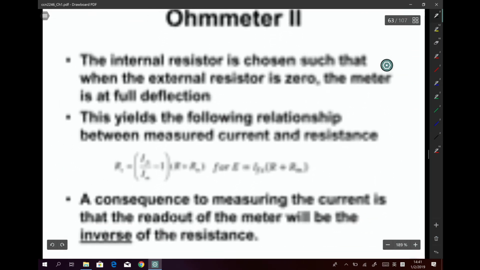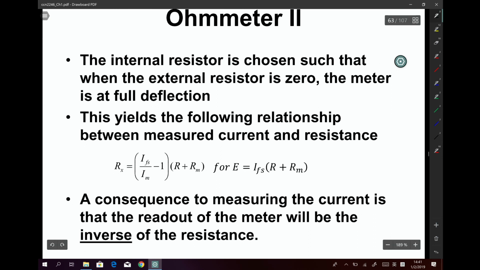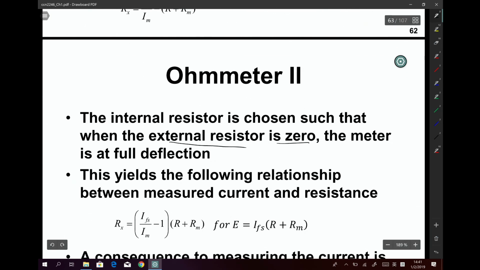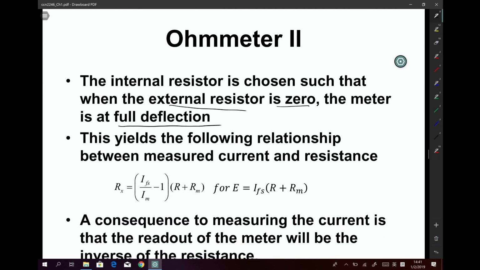Basically, we say that here the internal resistances are chosen such that when the external resistance is 0, the meter is at full deflection. So if you do not connect any resistance here, but you connect a short circuit, you know that Rx equals 0. So the meter will give you a maximum current. In other words, the meter will have a full deflection when you connect a short circuit at the output terminal.